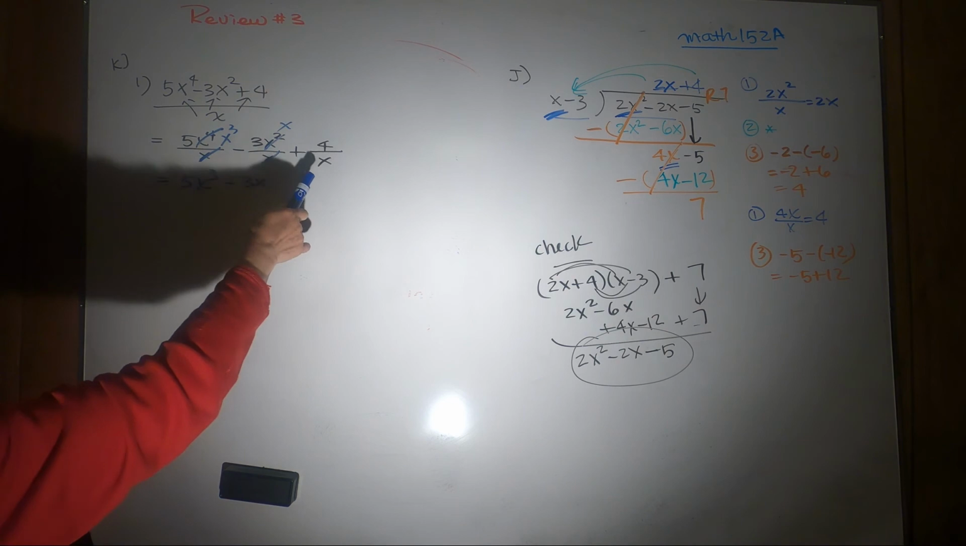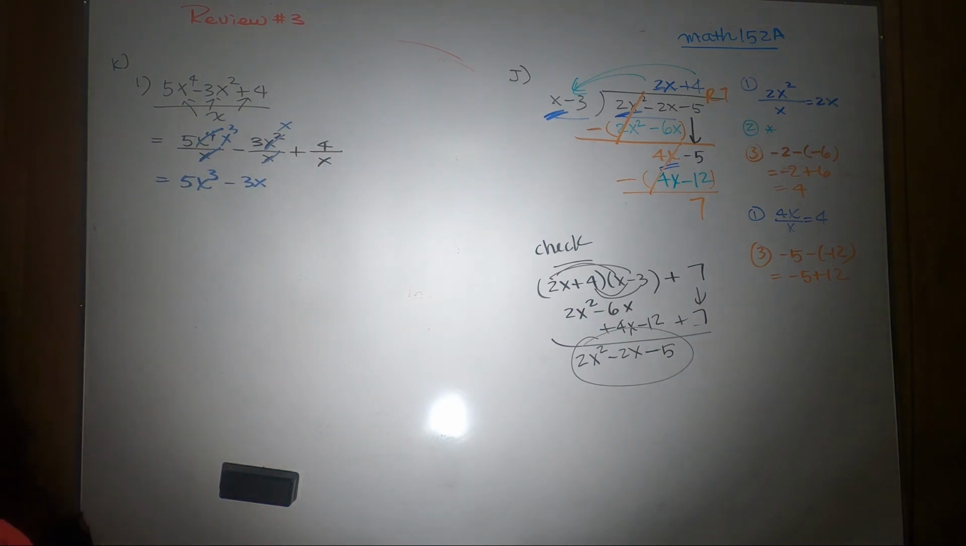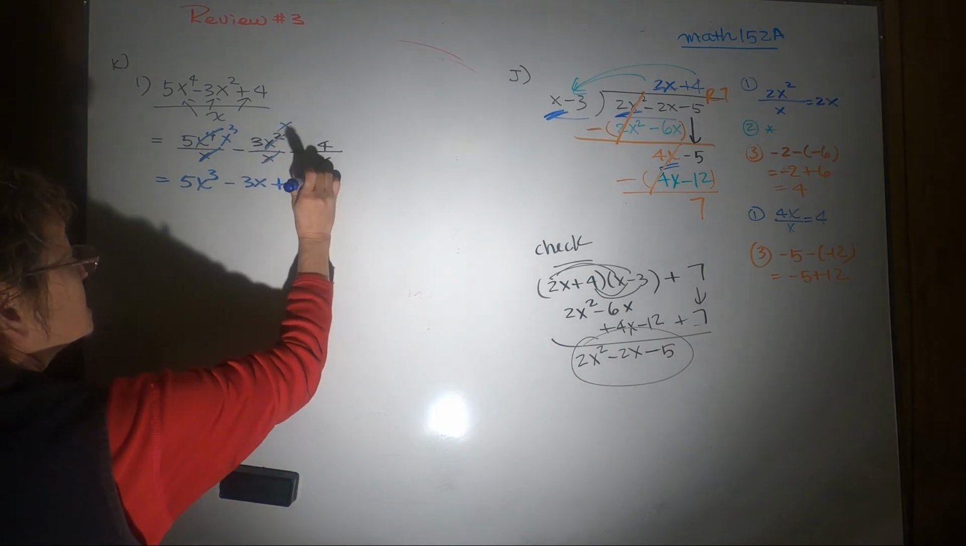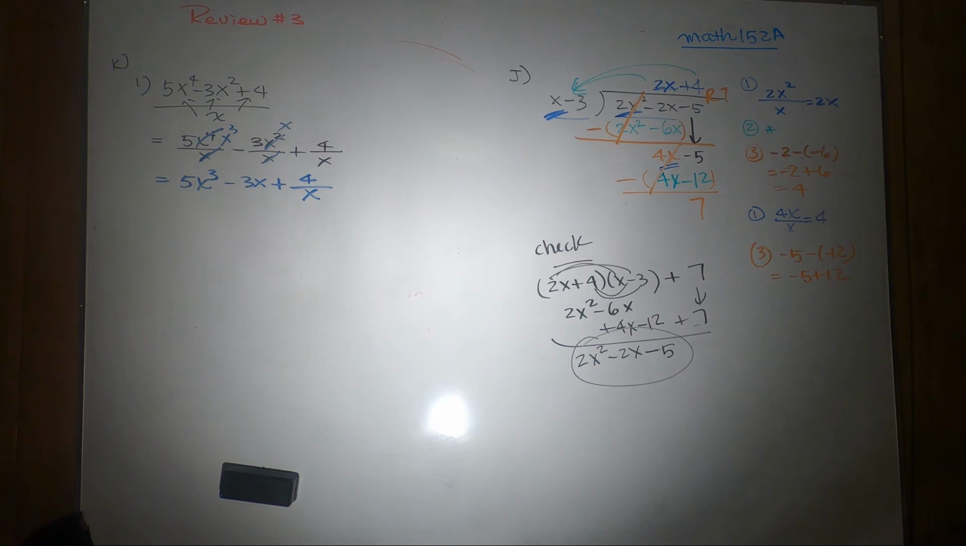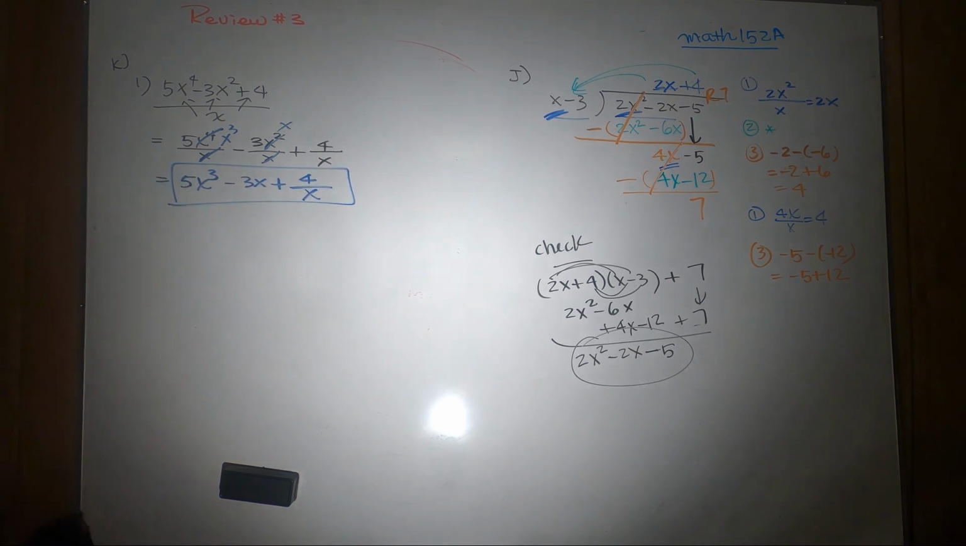Because that would be the simplest form. You have nothing to cancel, right? So then your x is in the denominator. It doesn't go anywhere. It should stay there. Then that would be your answer.